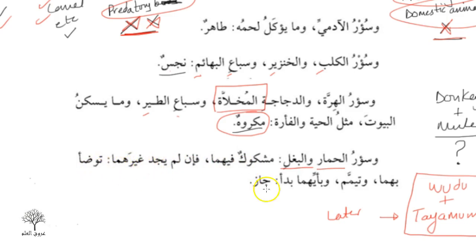Fa'in lam yajid, if he does not find anything besides them two, meaning if a hypothetical man is in a situation where he does not find any other water besides the water of these two animals, a bucket that's been drunk by a mule or a donkey, what should he do? Tawadda'a bihima, he should do wudu with the two waters, i.e. the water drunk by a donkey, drunk by a mule, wa tayammum, and do tayammum, wa bi ayyihima bada'a jaza, and whichever one he starts with, it's permissible. Okay, so that's that basically.